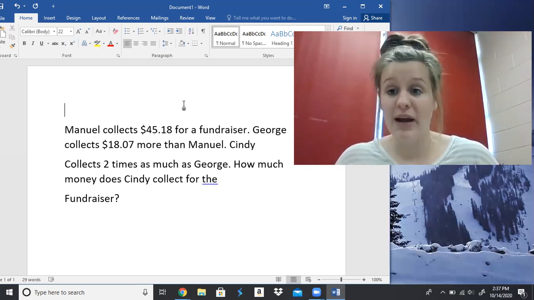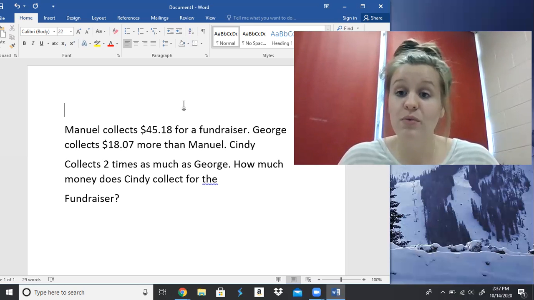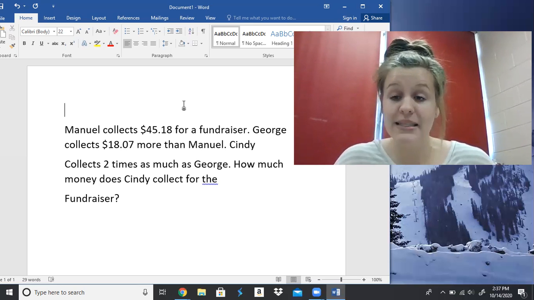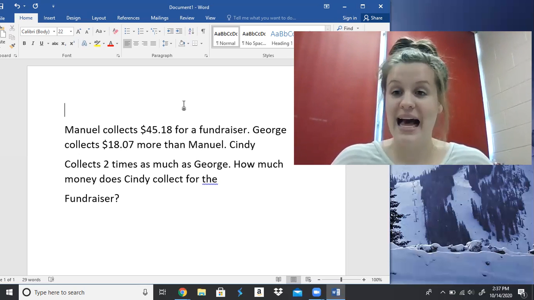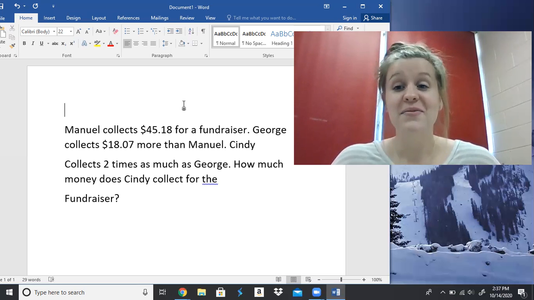Y'all did awesome in today's lesson, and you're going to have a word problem very similar to this one where you need to break it apart and figure out if you have to do 1 step, maybe 2 steps. It's really important that you remember when you add or subtract, decimals are stacked. When you multiply, you line the digits to the right.